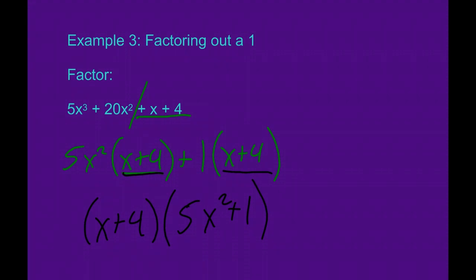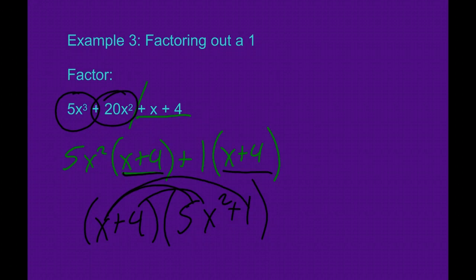And again, if you would take the time, just like all the factoring that we've done, if I would take the time to FOIL this out, x times 5x squared is 5x cubed. 4 times 5x squared is 20x squared. X times 1 is 1x. 4 times 1 is 4. That's the exact same problem written in factored form. All right, good luck.